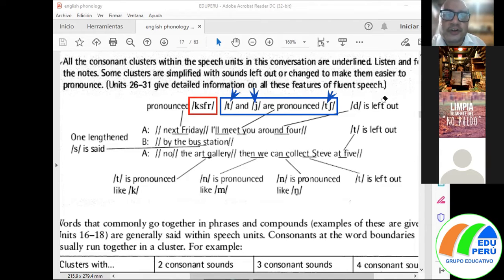So what are you going to do? Here it says you're going to omit the sound d. Notice the sound d is omitted, is left out. So you're not going to say it. You're not going to pronounce it. And notice the rule again: three consonants and the middle sound is taken out, is left out. And in this case it is the consonant d. Here you apply the rule: three consonants, the middle sound disappears.